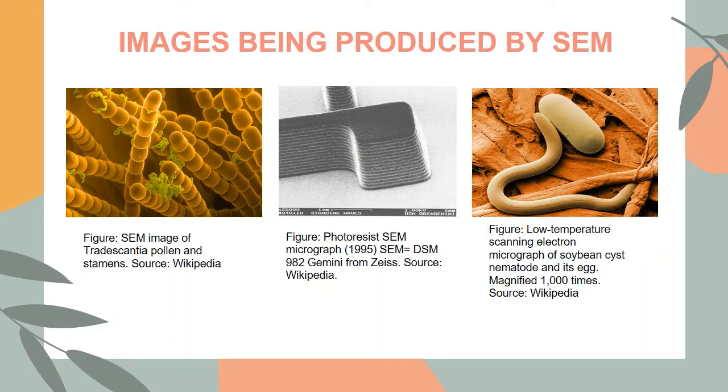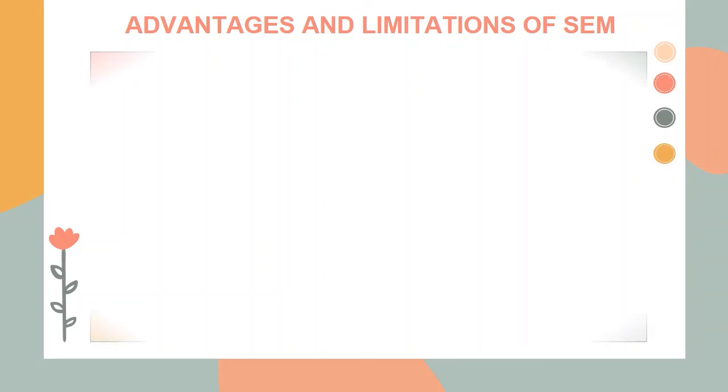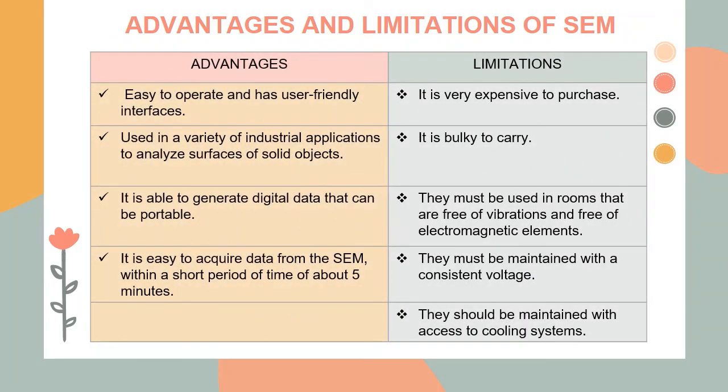So this is an example of the image produced by scanning electron microscope. Okay, the advantages and limitations of SEM. The advantages: it is easy to operate, it is used in a variety of industrial applications, and it is able to generate digital data. It is easy to acquire data. For the limitations, it is very expensive and bulky to carry. Also, they must be used in rooms that are free of vibrations and free of electromagnetic elements. They must be maintained with a consistent voltage, and lastly, they should be maintained with access to a cooling system.